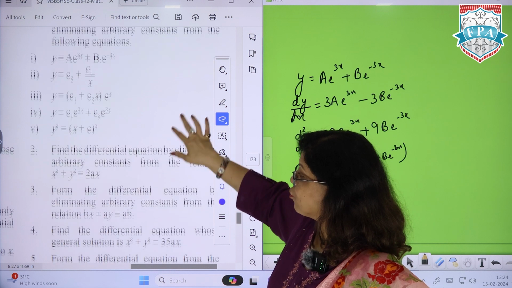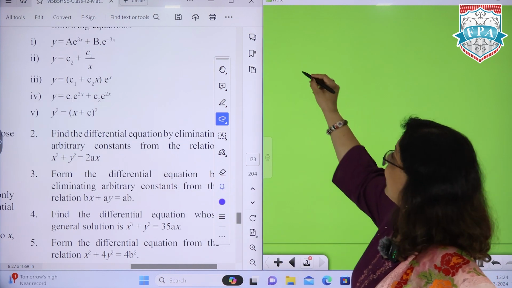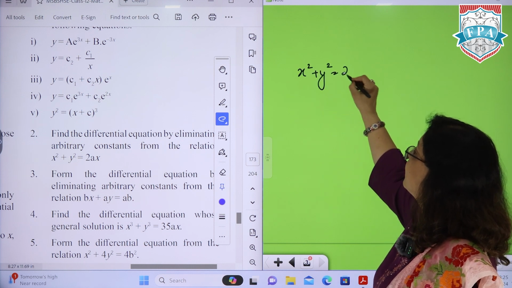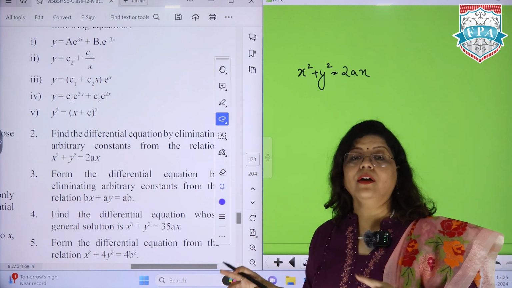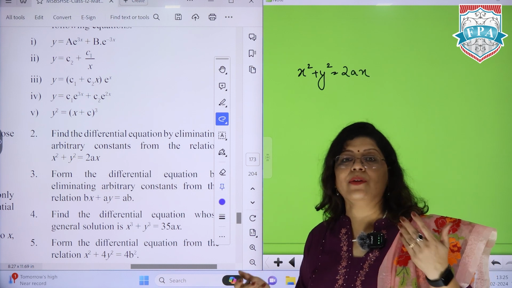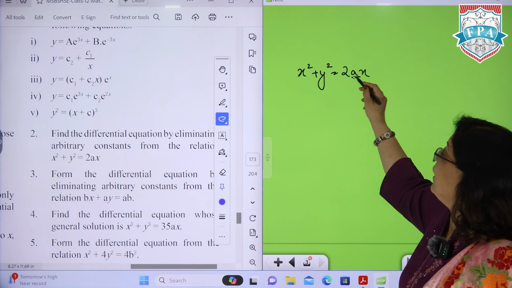We can take one more question over here. Say this is the second one. Now the second question: x square plus y square is equal to 2ax. If you notice, 2 is a constant over here. We will not take 2 as an arbitrary constant. Arbitrary is the one whose value can change. So here the arbitrary constant is only a.